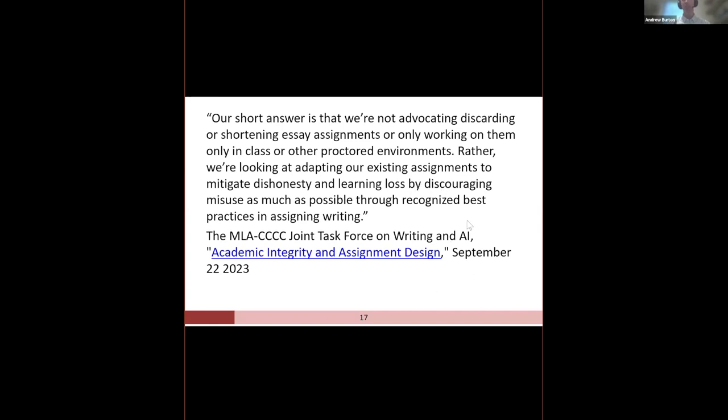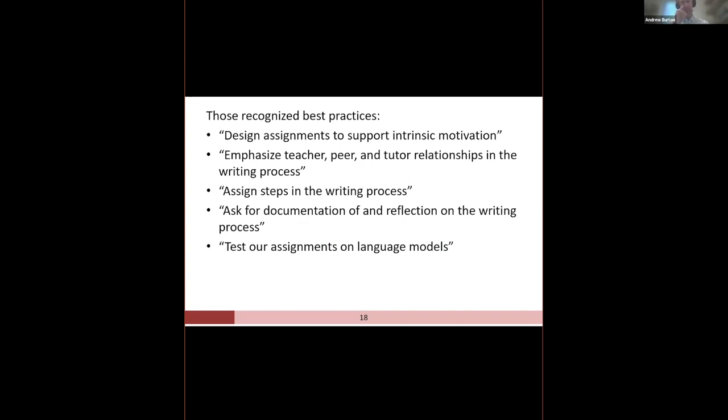They mention best practices in assigning writing as a way to help achieve these goals. Let me now show you the list of what they offer as best writing practices. I'll let you read those silently. And as you do so, I invite you to think about how my process may reflect those best practices. I do think my process reflects these best practices, and that's partly why it has proven to work well.